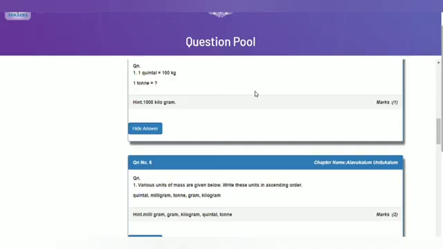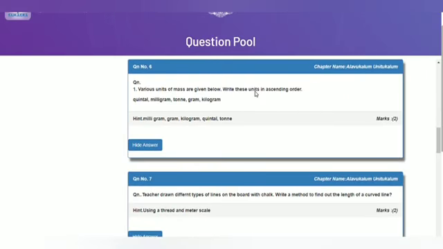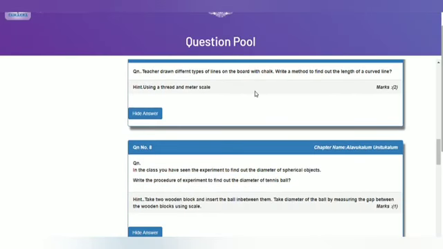Fifth question, 1 quintal equals 100 kg, so 1 ton equals 1000 kilogram. Question number 6. Various units of mass are given below. Write these units in ascending order: quintal, milligram, ton, gram and kilogram. Ascending order means milligram, gram, kilogram, quintal and ton.